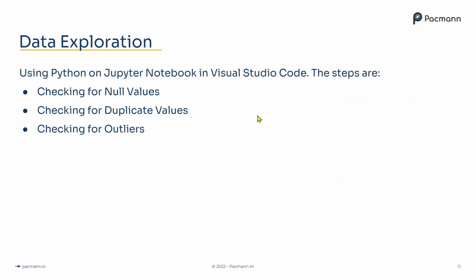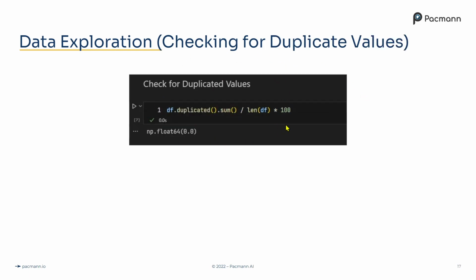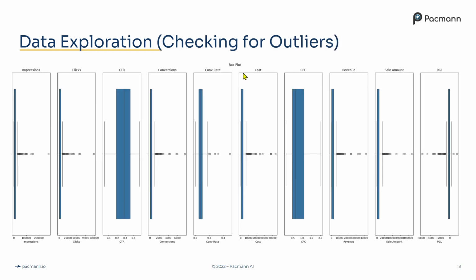For the data exploration, I'll be using Python and Jupyter Notebook in Visual Studio Code. There are 3 steps. First one is to check the null values, second one is to check the duplicates, and the third one is checking the outliers. So there are no null values based on this code, and also there are no duplicated values based on this code, but there are a lot of outliers, found by creating a box plot.